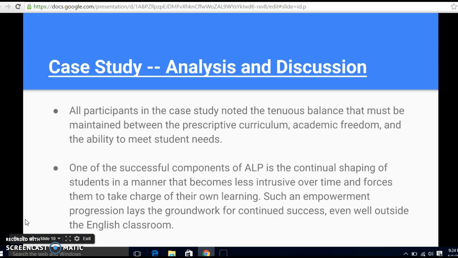So what other elements arose in the analysis and discussion of the case study? Well, first, all the participants in the case study noted that there is a tenuous balance that must be maintained between the prescriptive curriculum, academic freedom, and the ability to meet student needs. Additionally, one of the successful components of ALP is the continual shaping of students in a manner that becomes less intrusive over time and forces them to take charge of their own learning. Such an empowerment progression lays the groundwork not only for success in ALP, but for continued success even well outside the English classroom.